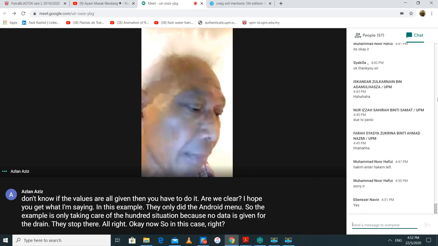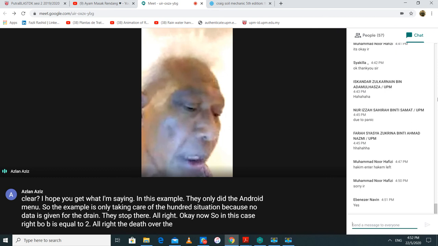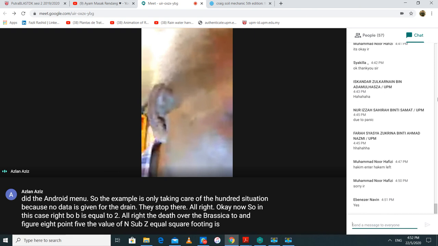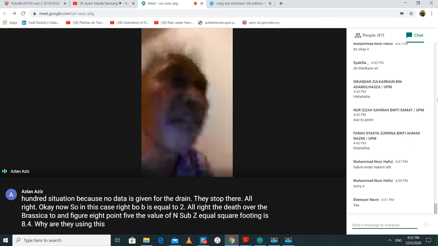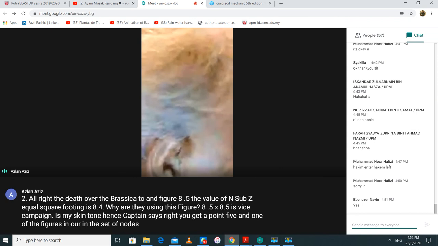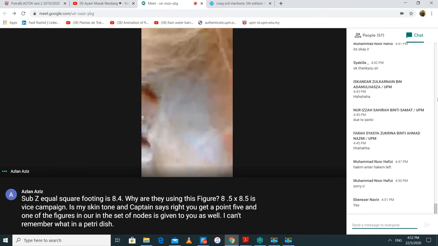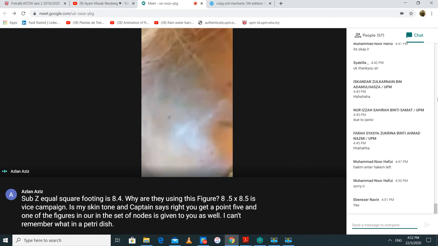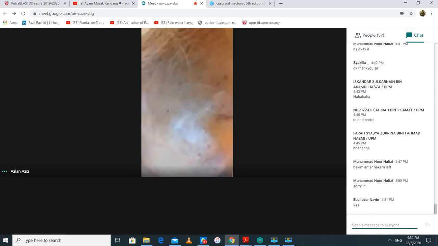The depth over the breadth, in figure 8.5, gives the value of N sub C for a square footing as 8.4. Why are they using this figure 8.5? Figure 8.5 is by Skempton. And one of the figures in the set of notes is given to you as well. I can't remember what page it is. I have to look for it now.